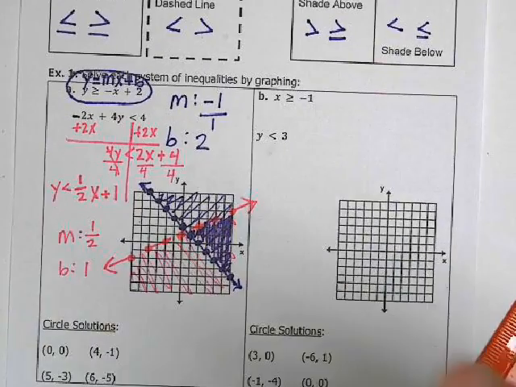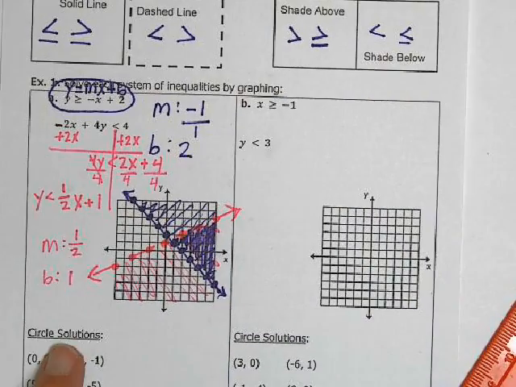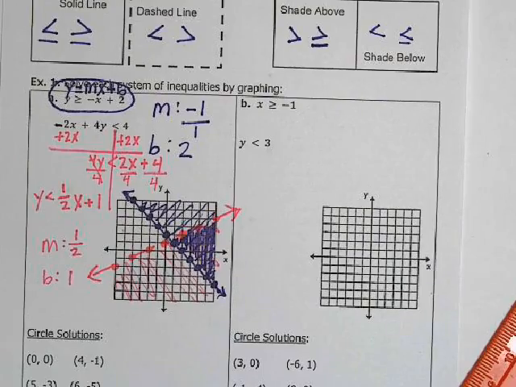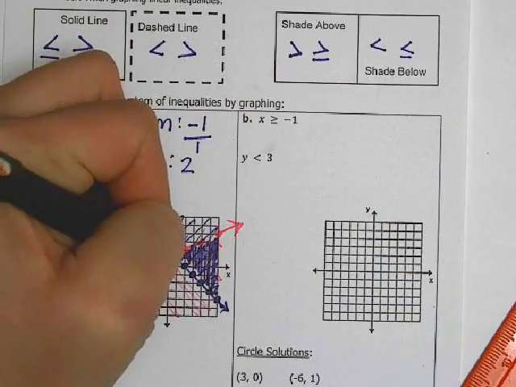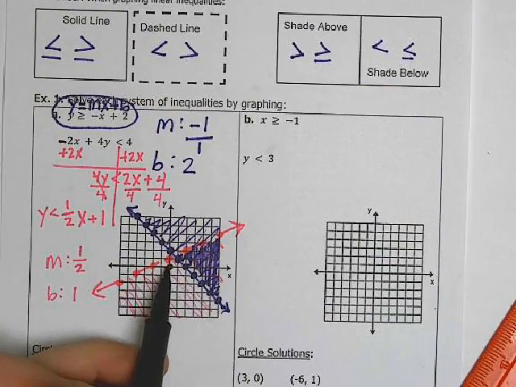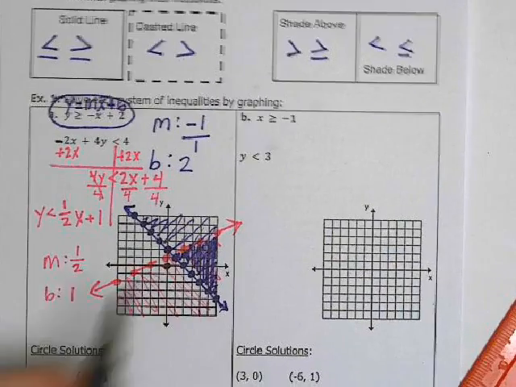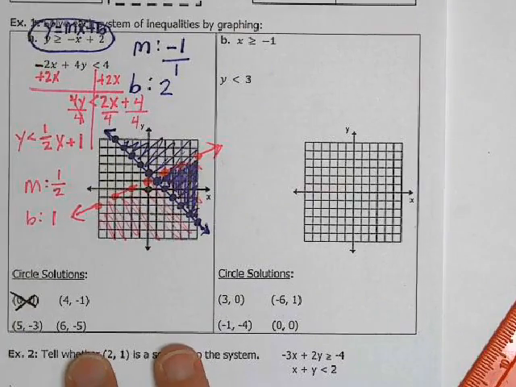Okay, so it says, circle the solutions at the bottom. 0, 0. Here's 0, 0. Is 0, 0 a solution? No. Is it in the double shaded region? Nope. So not a solution.